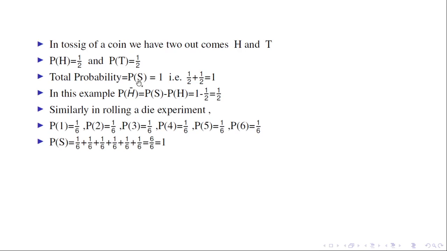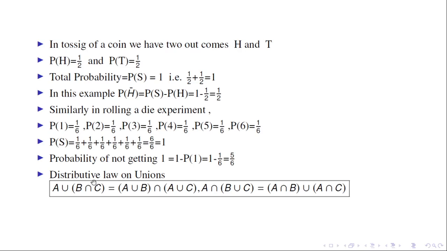Here we can write the total as the union of H and T. By the axiomatic definition of probability, the probability of the union of H and T is probability of H plus probability of T. So here also the probability of the union of all 6 events must be equal to the summation of these 6 probabilities. So the probability of not getting 1 is 1 minus probability of 1, that is 1 minus 1 by 6, which is equal to 5 by 6.